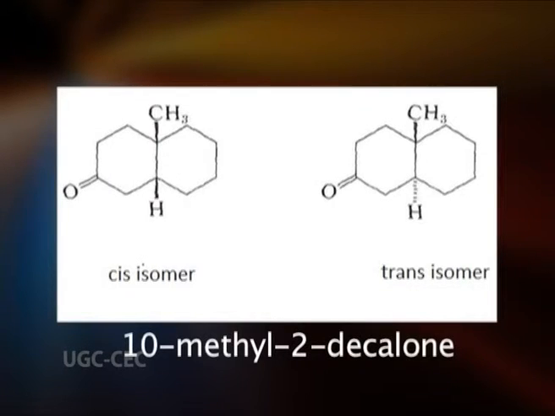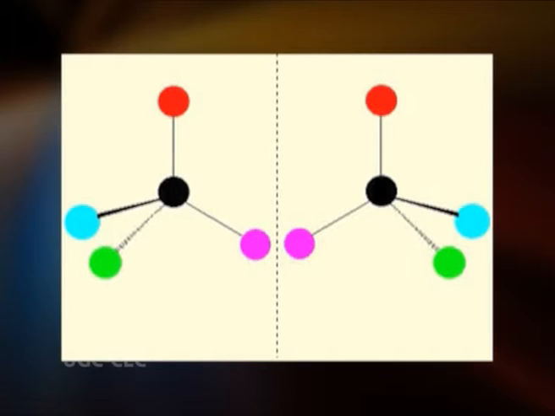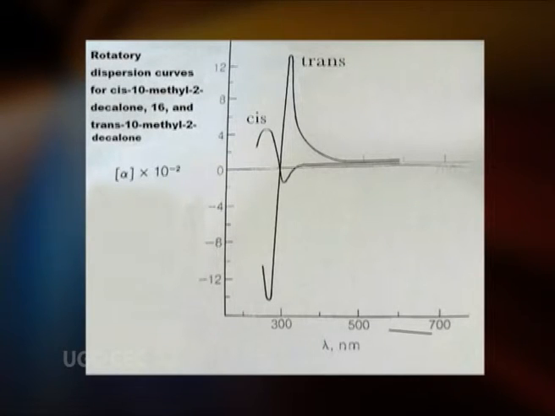Let's give an example of rotatory dispersion curves for enantiomers of cis and trans 10-methyl-2-decalones. Only a small positive rotation is observed for particular enantiomers at the wavelength of the sodium line, that is 589.3 nanometers, compared to the large both positive and negative rotations found at wavelengths between 270 nanometers and 400 nanometers.